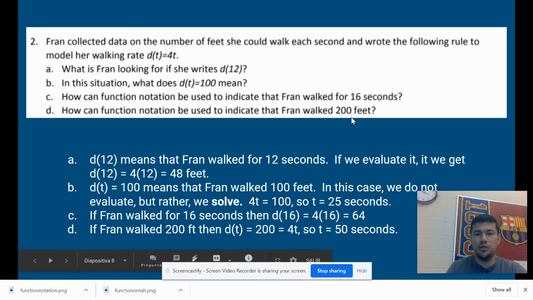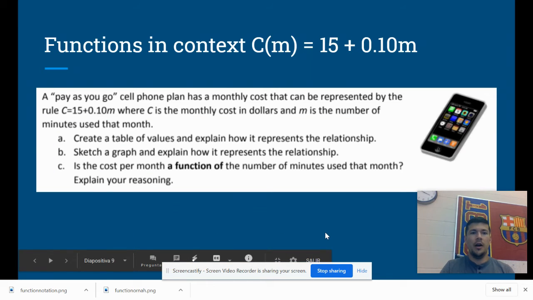The last one tells you 200 feet. You can work backwards, divide by 4, and you'll get 50 seconds. It's important that you know that 200 does not go in place of the t. It's d of t, so it's the distance depending on time. 200 is a distance in feet. In the next video, we're going to talk about another function in context, which is a pay-as-you-go plan.